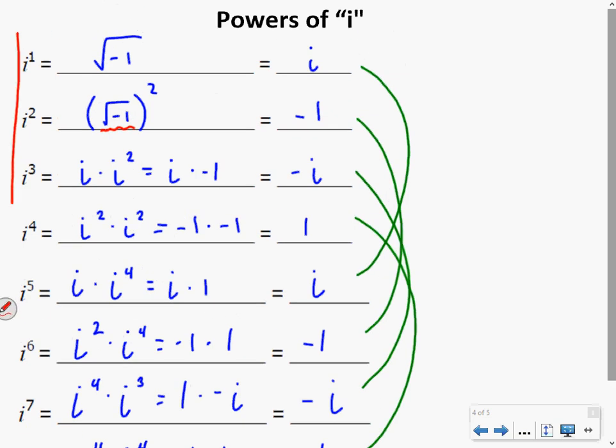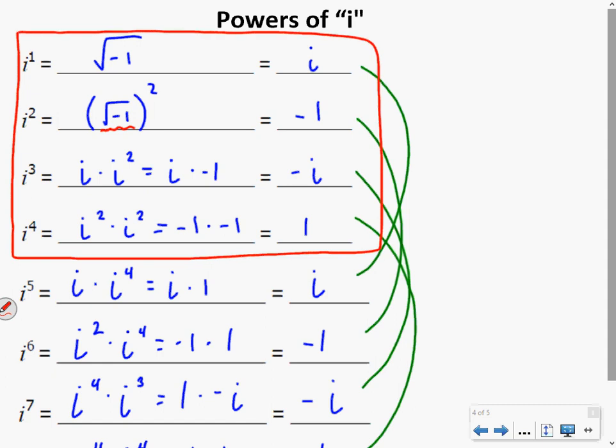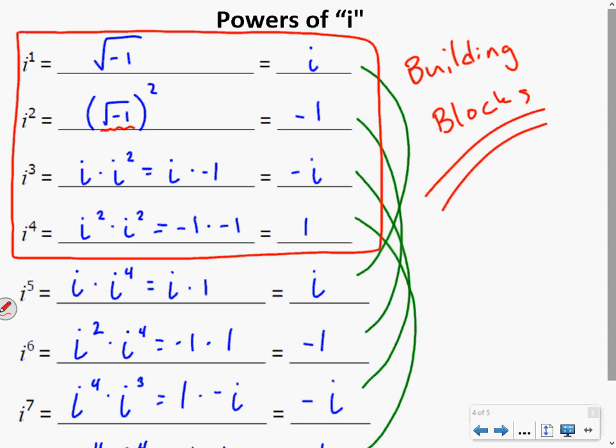The reason that's important is because we can really only care about these first 4. We're going to think of these first 4 as our building blocks. We can construct any other power of i using these first 4 powers of i. And this is something we'll talk about more down the road, but this is the beginning of these different powers of i. You always want to reduce it as much as you possibly can, because it's going to make working with your imaginary numbers a lot easier.